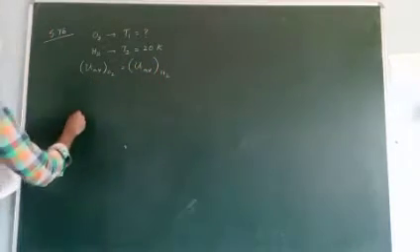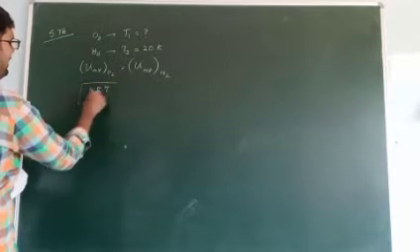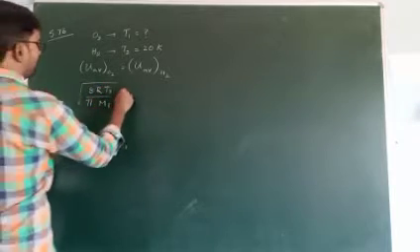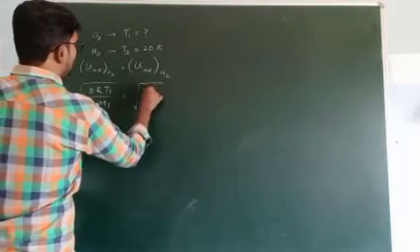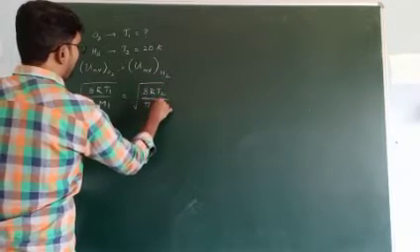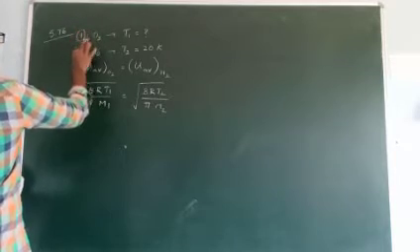What is the average formula? Root over 8RT by pi m. This is T1 m1. Root over 8RT2 by pi m2. T1 is for oxygen. This is 1. This is taken as the first gas.